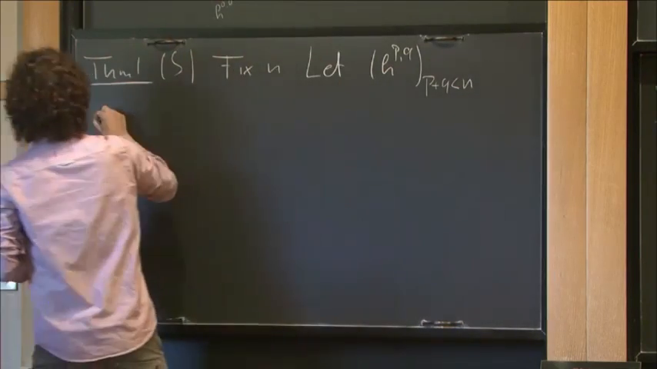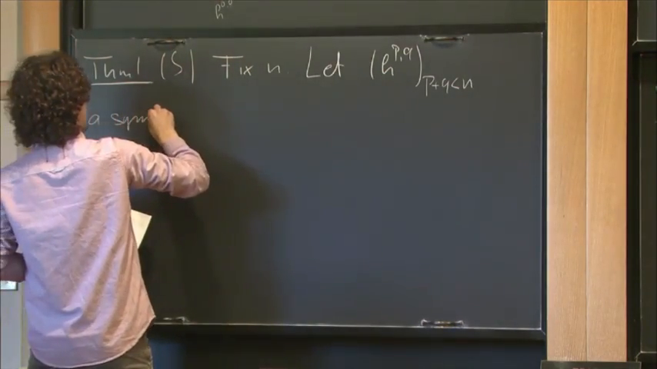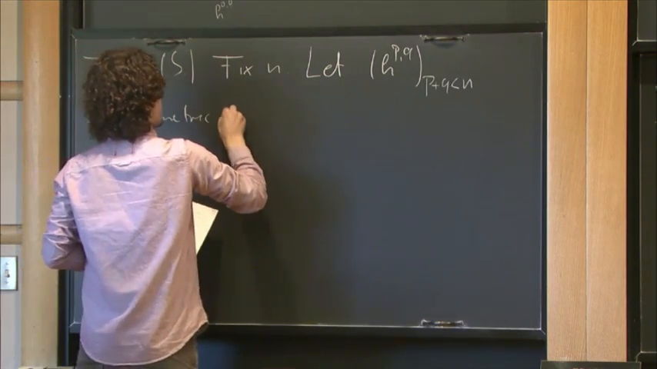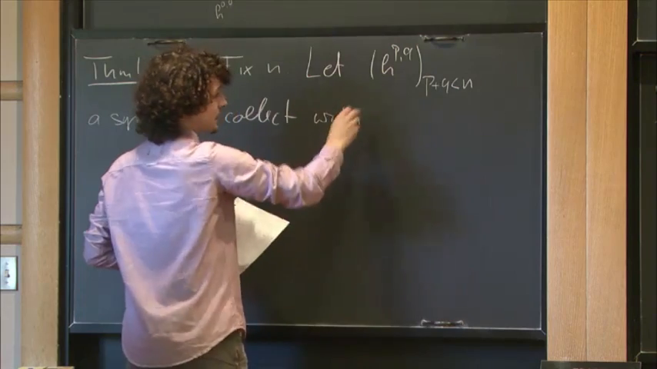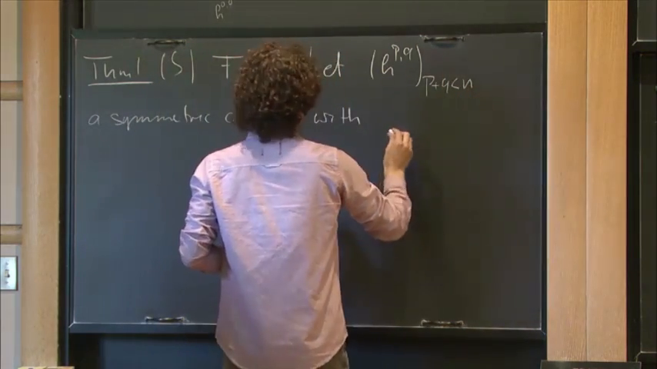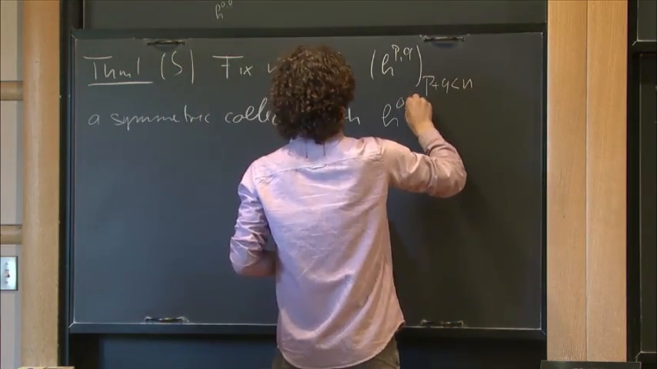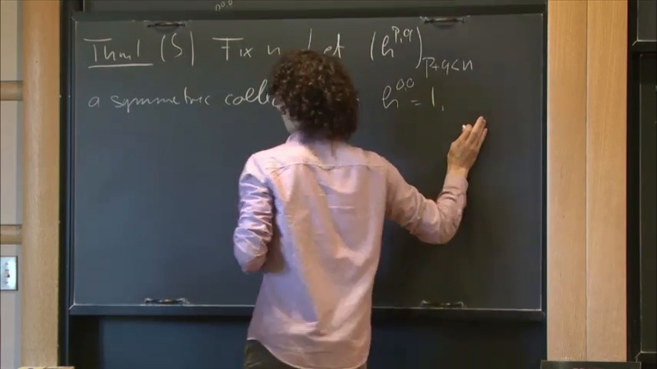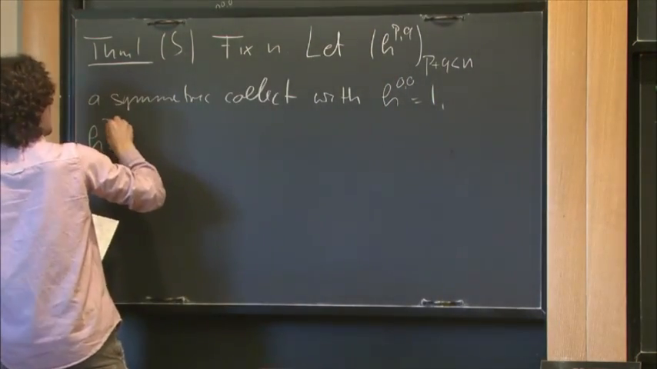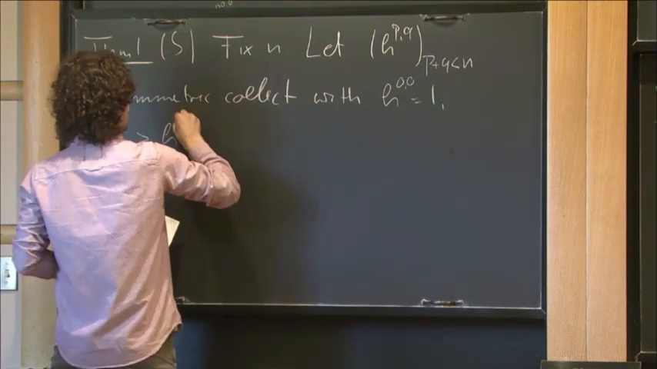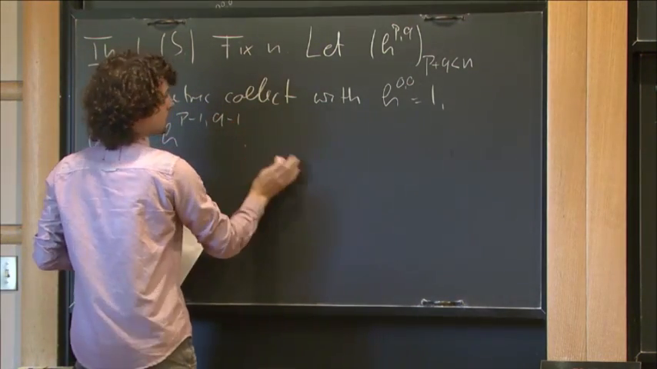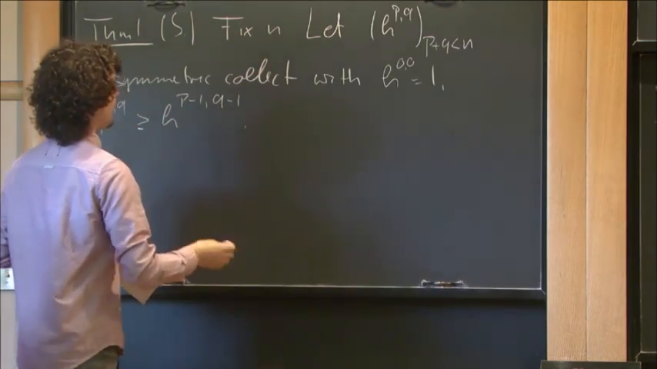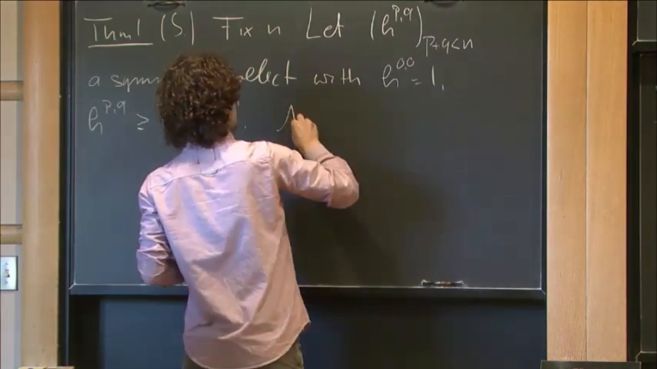Well, a symmetric collection. So symmetric means that the Hodge symmetries should be satisfied, and then we need that h^{0,0} is 1, and that h^{p,q} is larger or equal than h^{p-1,q-1}. So these are the constraints we know, and then I have additional assumptions.